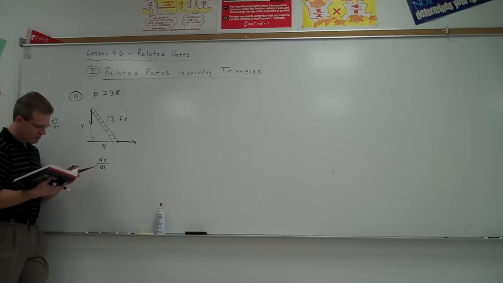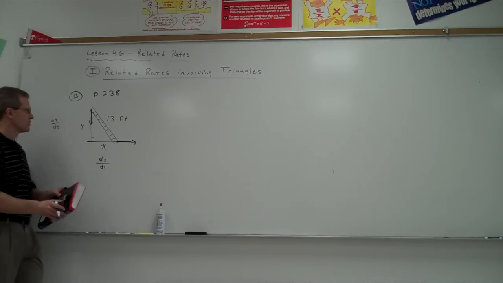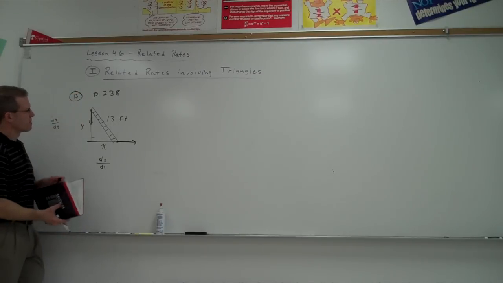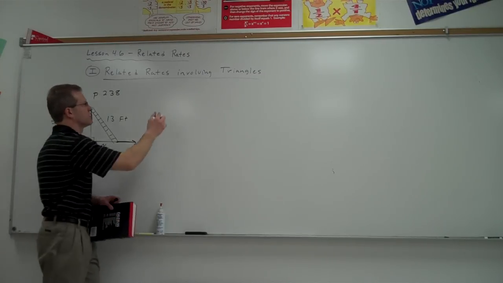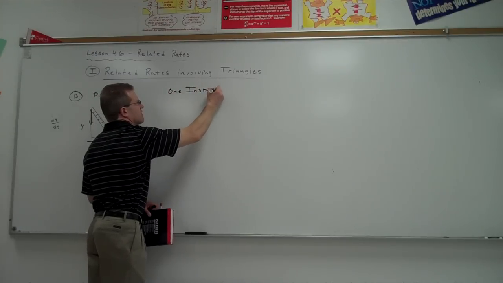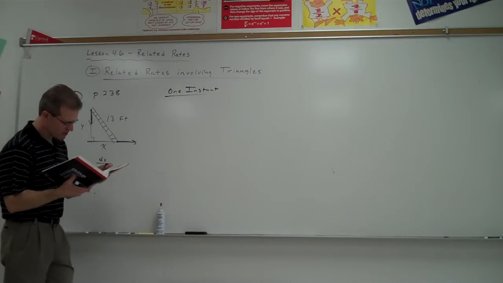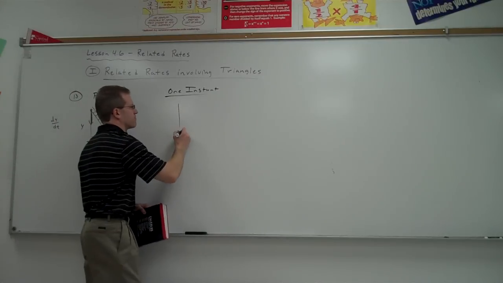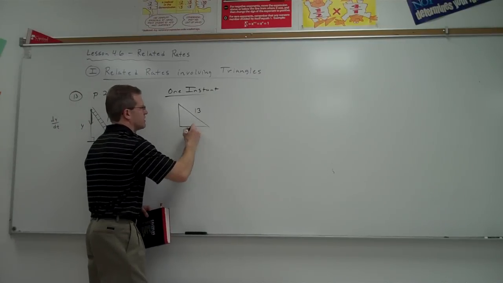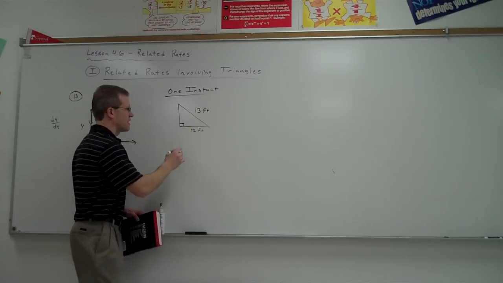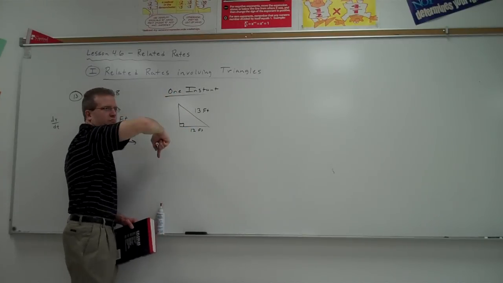How fast is the top of the ladder sliding down the wall at that moment? So they want to know dy dt. How fast is the top? So if you were standing on the ladder, how far would you be going towards the ground? In other words. Okay? Now they kind of give you this one instant in time that they want you to analyze. That one instant in time is when the base is 12 feet from the house. So this is 13. The base is 12 feet from the house. At that one instant, how fast is the ladder moving downward?